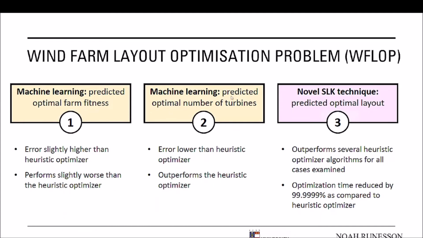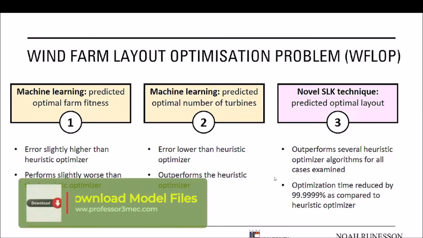We also tested machine learning for predicting the optimal number of wind turbines, and in this case, the error was lower than the heuristic optimizer, and it outperforms the heuristic optimizer. So this was better in this case.